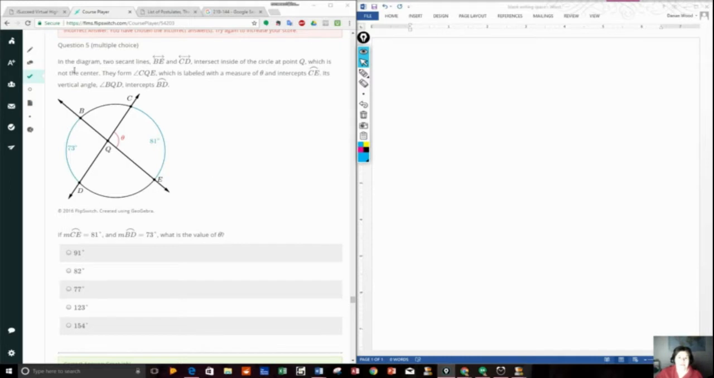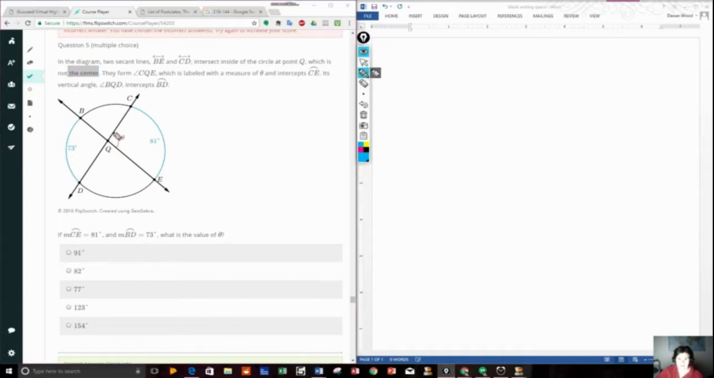Alright, here we go. In the diagram, two secant lines BE and CD intersect inside of the circle at point Q, which is not the center. Okay, so the reason why they're saying not the center is because if it was in the center, then it would be a central angle, and that is a different theorem. So they form angle CQE, which is labeled with a measure of theta and intercepts arc CE. Its vertical angle, angle BQD, intercepts arc BD. If the measure of arc CE is equal to 81 and the measure of arc BD is equal to 73, what is the value of theta?